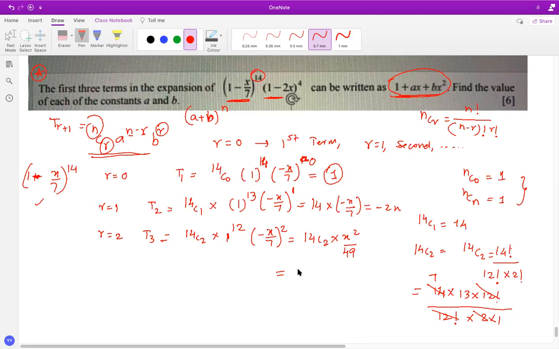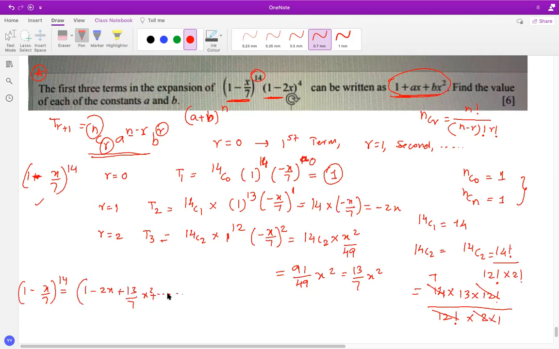So that's your 91 over 49 x squared. So this is the coefficient of this. And if you simplify this, it's going to be 13 over 7 x squared. So now actually when I expand this bracket, I don't need to go beyond the x squared term. So I get the first three terms of (1 minus x over 7) to the power 14 as 1 minus 2x plus 13 over 7 x squared, and put the dots.